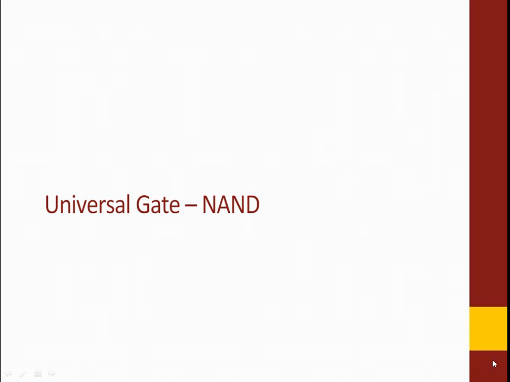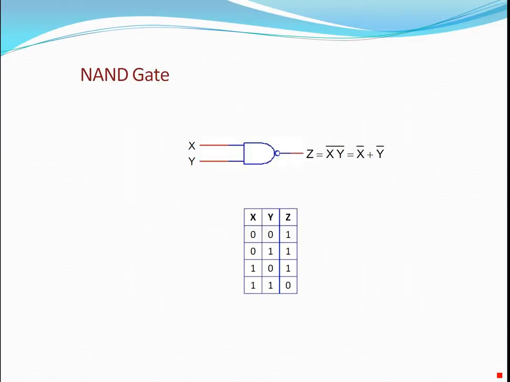So first let's consider the NAND gate, and we'll design all the basic gates by using this NAND gate. So just recall the NAND gate here. This is the logic symbol of the NAND gate. X and Y are the two inputs and Z is the output, and the NAND expression is X dot Y whole bar, or in other way we can write X bar plus Y bar just by applying De Morgan's theorem. And this is the truth table.